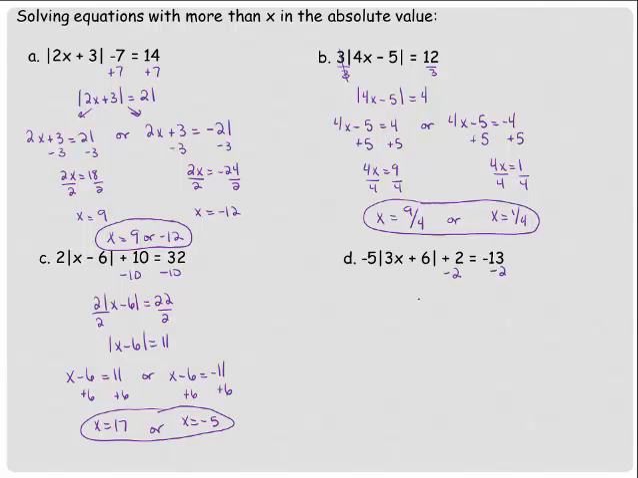Subtract 2 from both sides, I get negative 5 times the absolute value of 3x plus 6 is equal to negative 15. Now, I have a negative and a negative. I have to divide both sides by negative 5. I get the absolute value of 3x plus 6 is equal to positive 5.